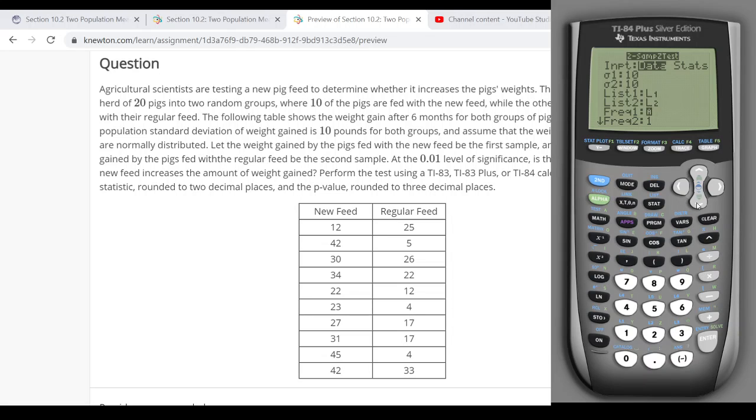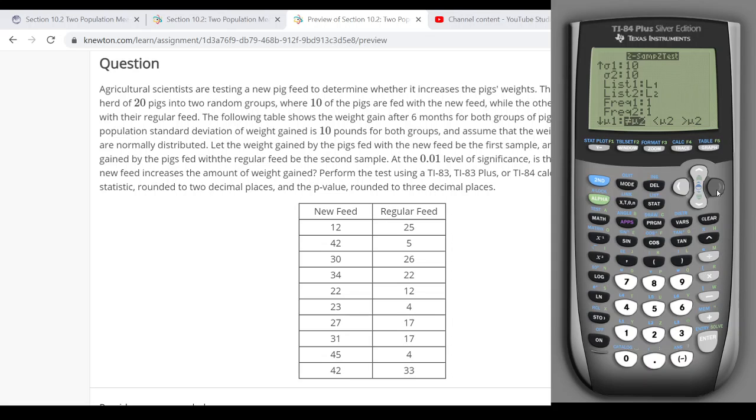Frequency 1, now there is no frequency list for these, right? Every single one of these numbers in this list is counted one time, so I'm just going to keep these frequencies at 1. And then this line here is, what does the alternative hypothesis look like? Do I have a two-tailed, a left-tailed, or a right-tailed test?